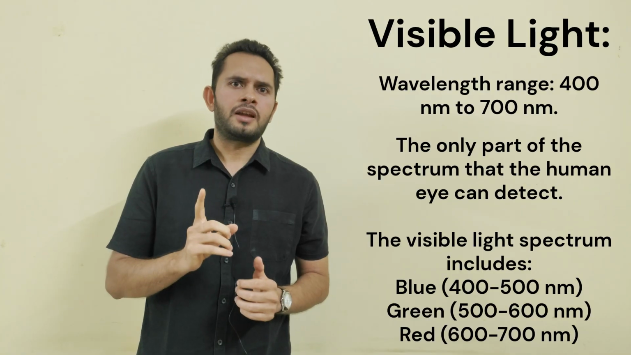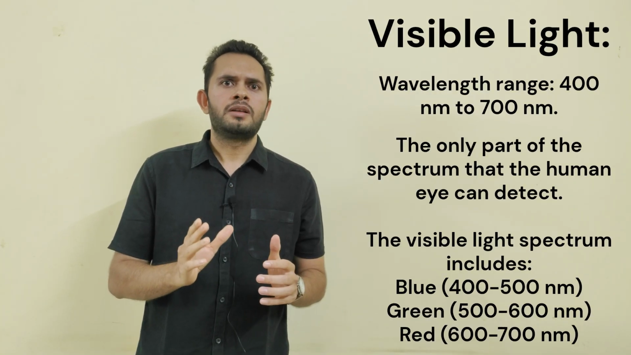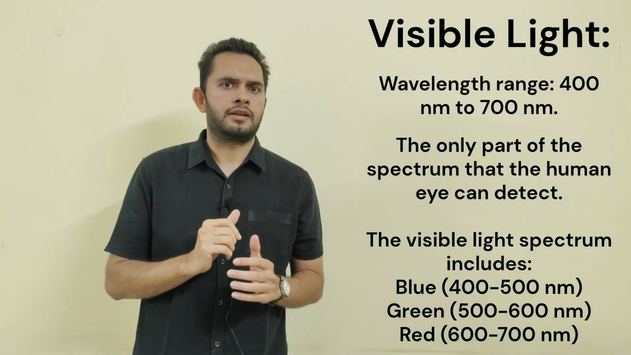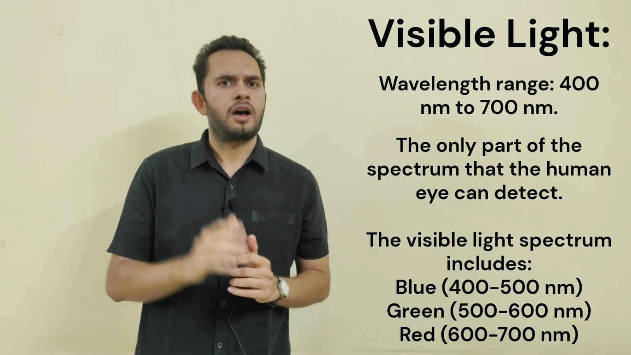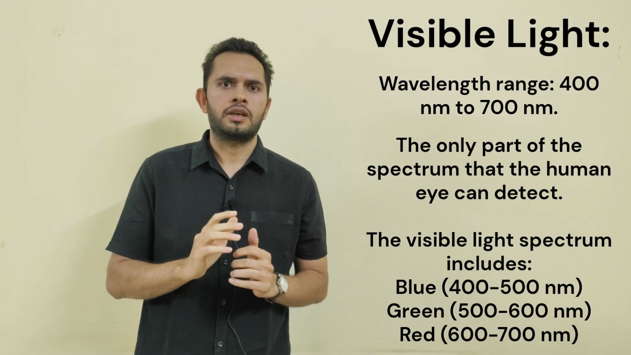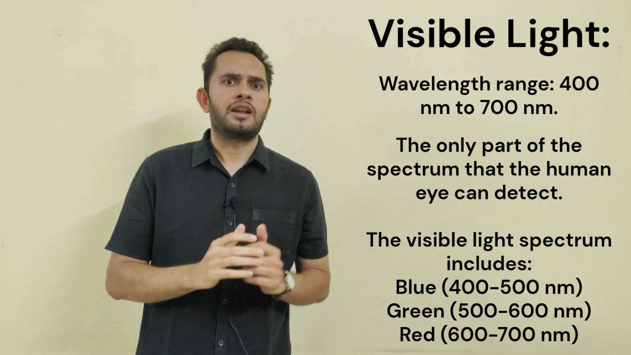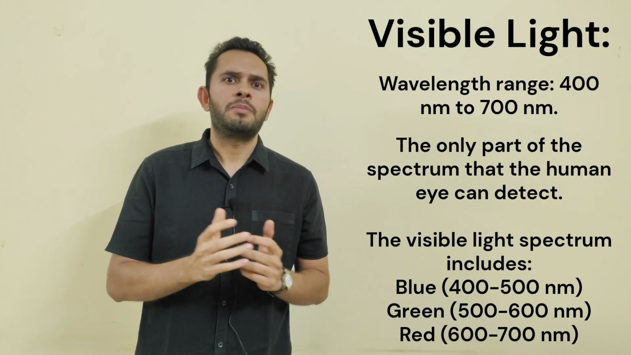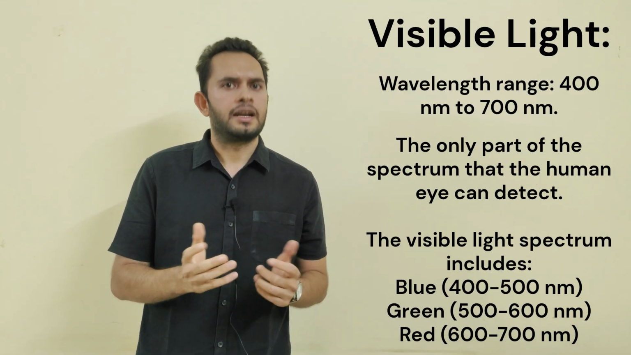Now this visible light is the only region in the electromagnetic spectrum that our human eyes can detect. No other region in the electromagnetic spectrum can our human eyes detect. So it is very important for remote sensing. There are many applications. Some applications are color imaging, land use land cover mapping, etc.